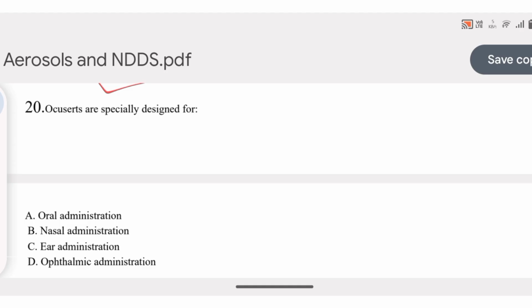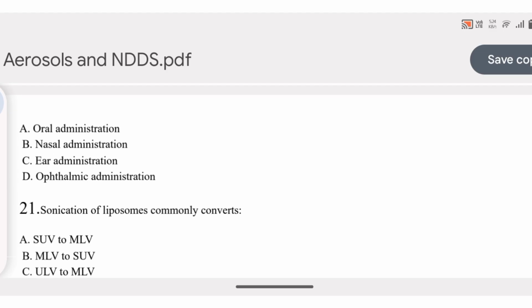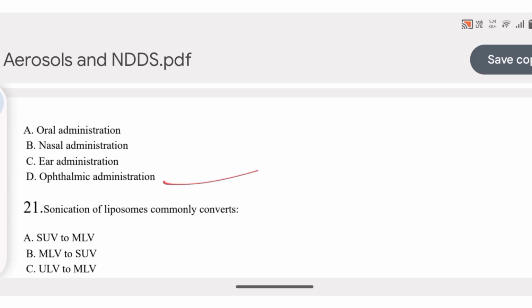Ocuserts are specifically designed for. Remember the word ocusert. Yes, the right answer will be ophthalmic administration. Another way to say it is eye preparation. Generally, if you see the word pulmonary, it is mainly related to the lungs and respiratory tract. If you hear the word ophthalmic, then it is mainly related to the eyes.